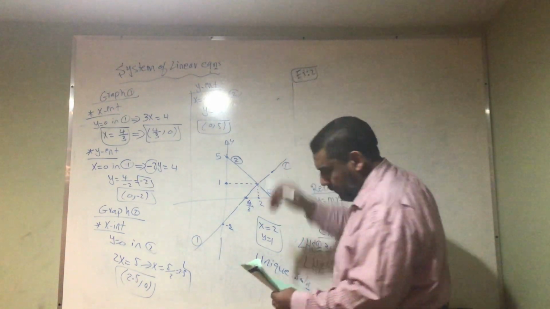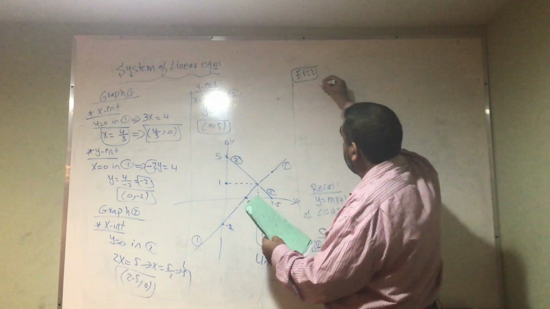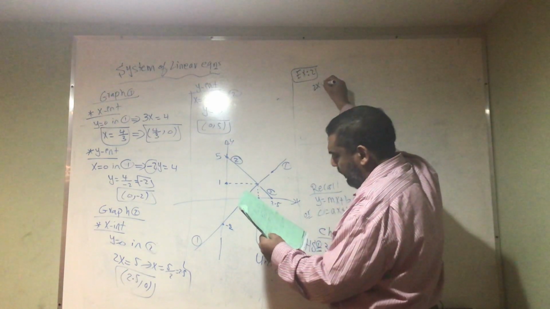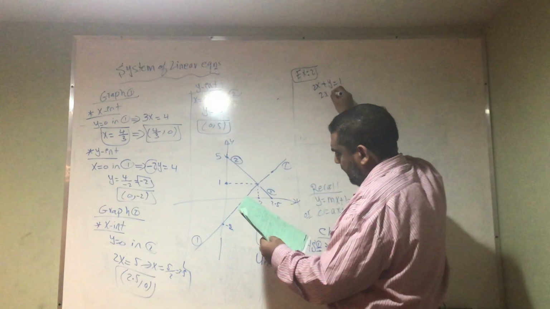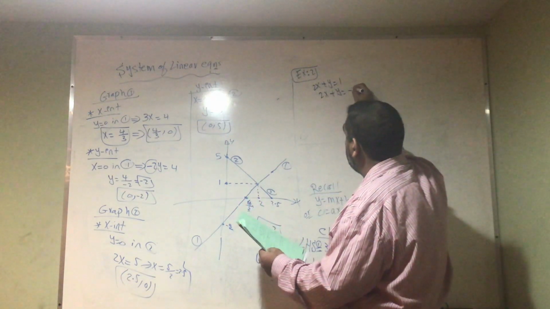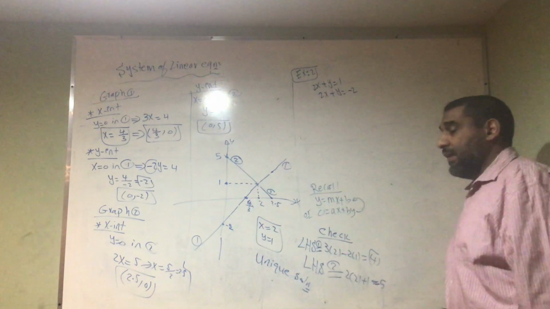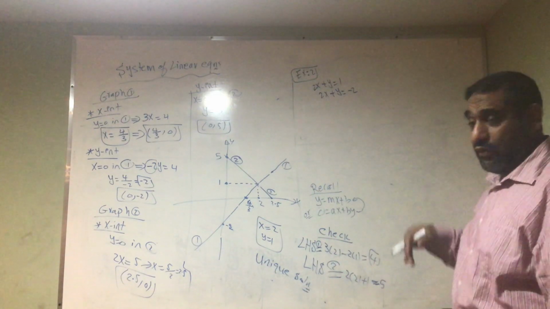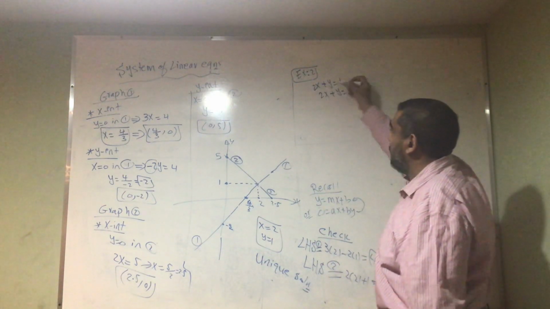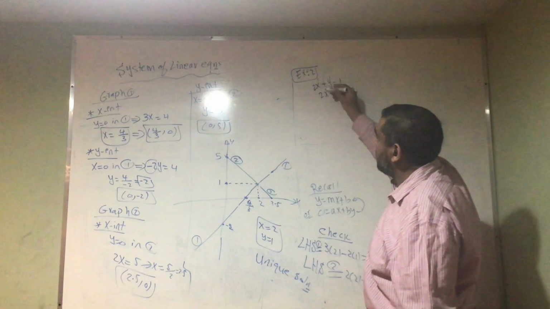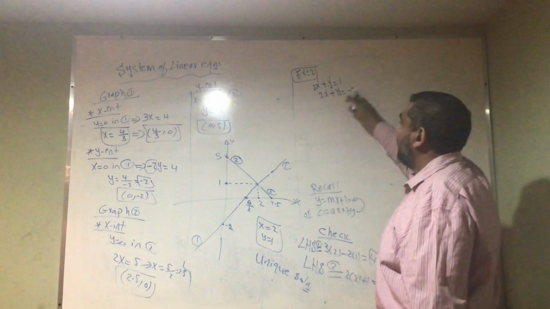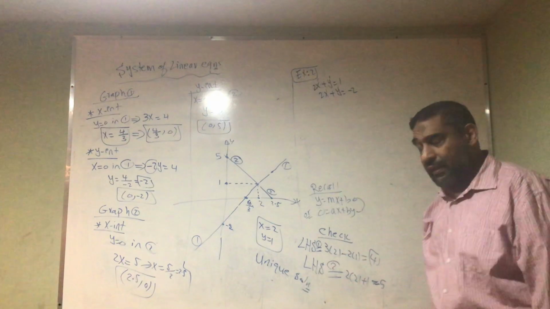All right, so example number 2: I need to solve by graph 2x + y = 1 and the second one, 2x + y = -2. The system of linear equations is very clear. The first one is a linear equation, where the highest power is 1. The highest power here is 1, so each one here is a linear equation.